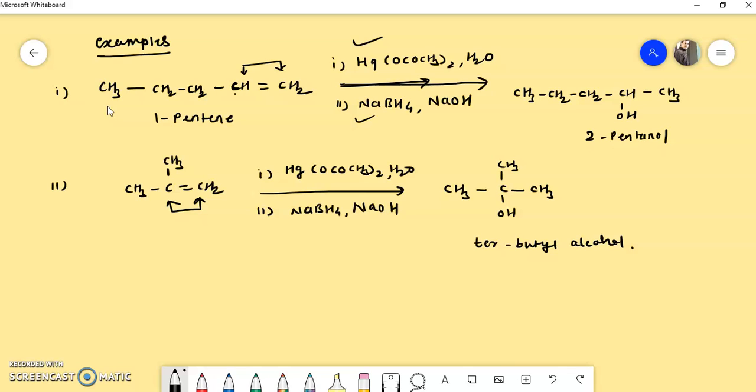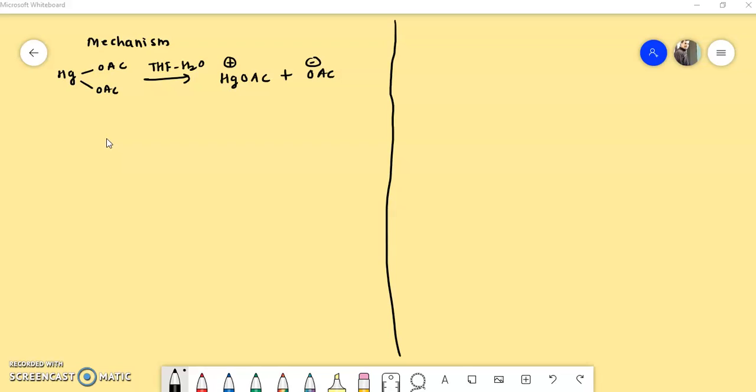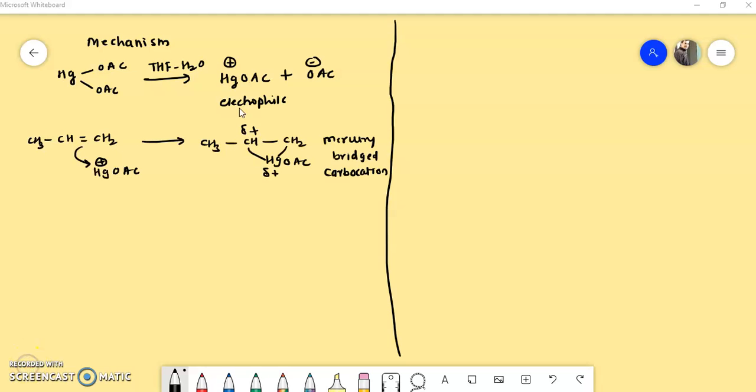Now we will see the mechanism, how the reaction goes. In the mechanism, what happens is that the mercuric acetate which we have taken in the first step, in presence of THF and H2O, gets converted into this electrophile HgOAc. This is the electrophile, and along with this there is a formation of the acetate ion. Now this electrophile is added across the double bond to form this mercury bridged carbocation.